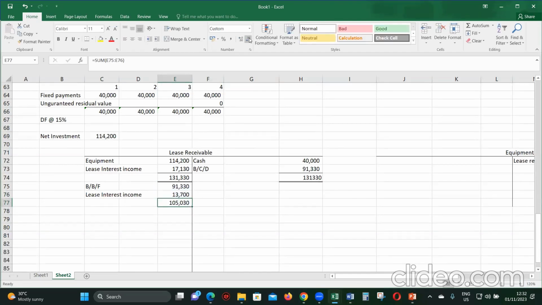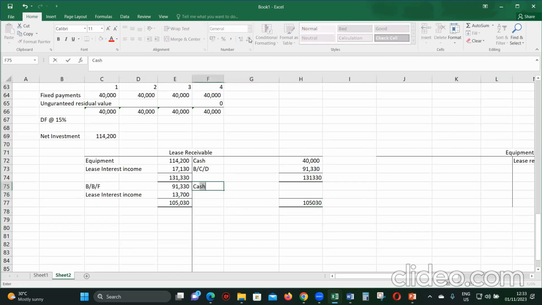Again, I can balance this. 105,030. There's a cash receipt, that is the second year rental, 40,000. So the balance would be 65,030. Balance carried down, balance brought forward. Again, the balance brought forward is 65,030. Third year.